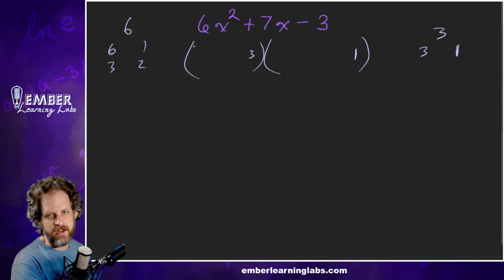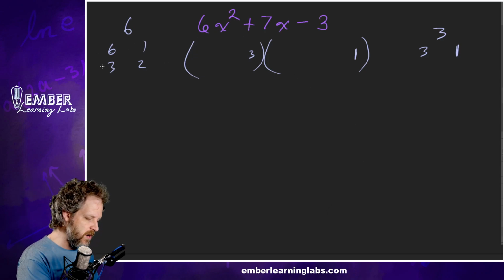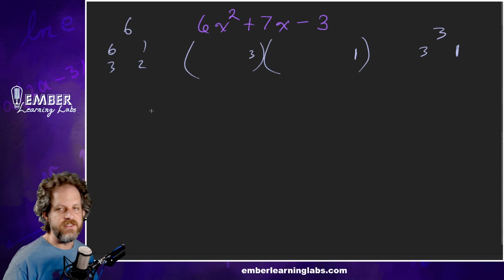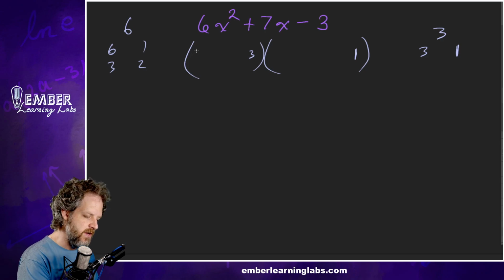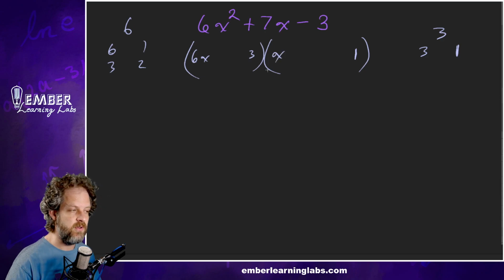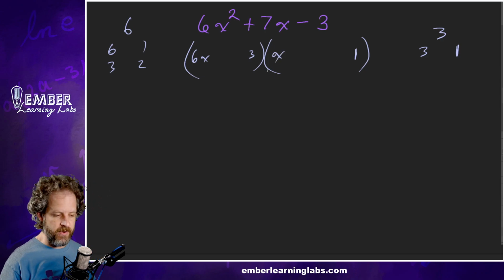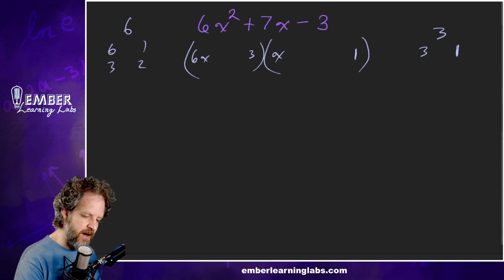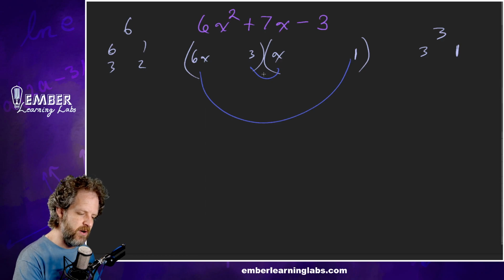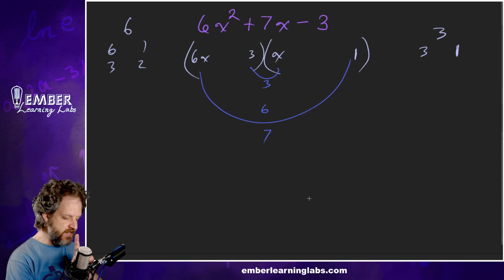So what do we want to try? Well, we can try 6 and 1, or we can try 3 and 2. Let's try 6 and 1. So 6x and 1x, right? There we go. So we're going to do our nose and our mouth. Nose, mouth. 3 times 1 is 3. 6 times 1 is 6. Can we add or subtract those to get a positive 7? No, we cannot.